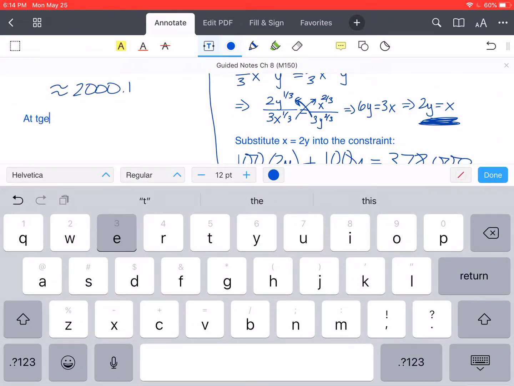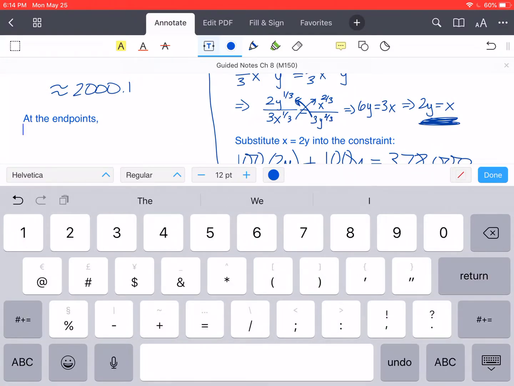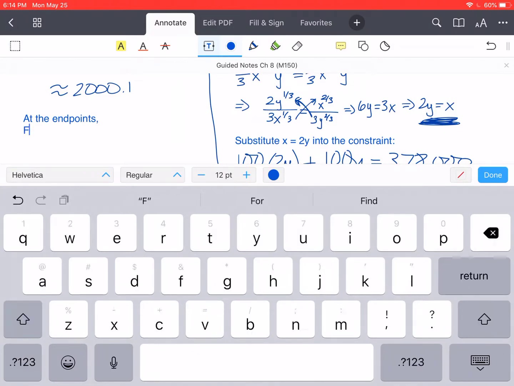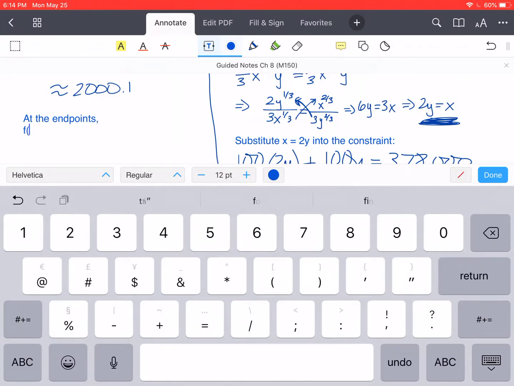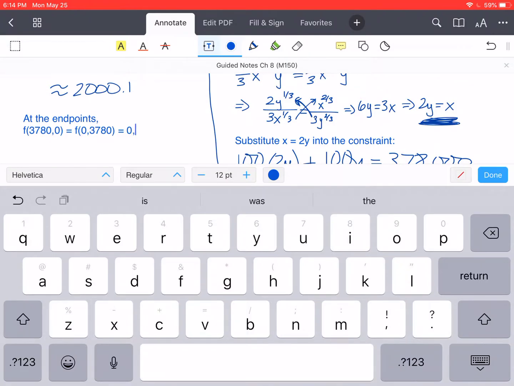So at the endpoints, f of 3,780, comma 0 equals f of 0, 3,780. Those are both 0. So production is not maximized here.